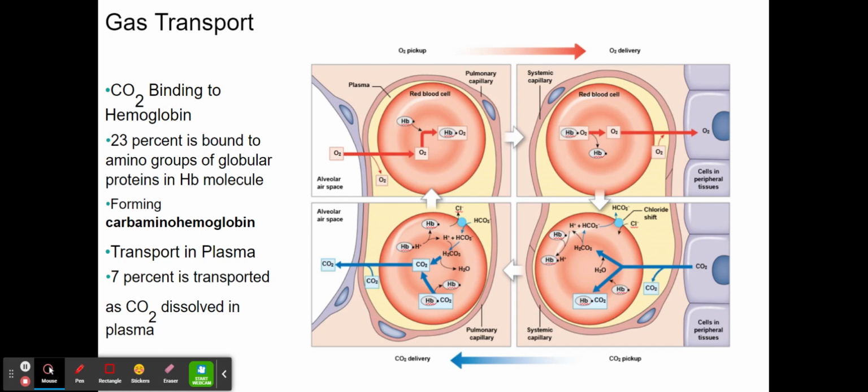Next is transport in the plasma. Plasma becomes saturated with carbon dioxide quite rapidly. Only about 7% of the carbon dioxide absorbed at peripheral capillaries is transported as dissolved gas molecules. Red blood cells absorb the rest and convert it using carbonic anhydrase or store it as carbaminohemoglobin.